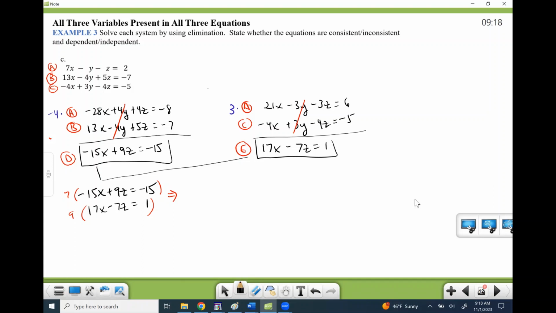Okay, 7 times 15. Let's see, 5 carry the 3. I think it's 105. 7 times 9, 63, oops, I'm writing an X, that should be a Z. And then 7 times 15, we said was negative 105. All right, let's try this one. 9 times 17, let's see here. 3 carry the 6, I think it's 153.